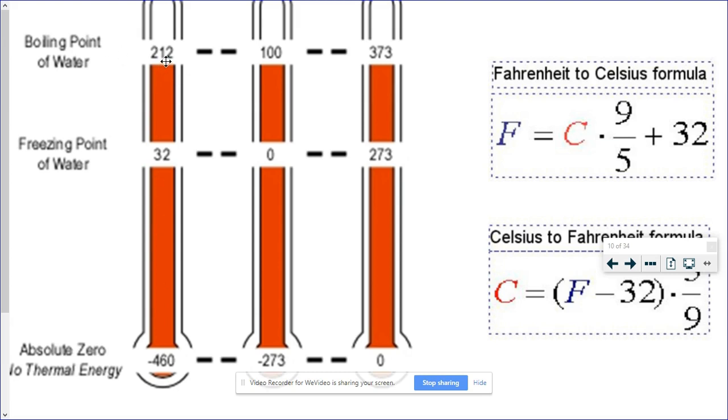So for boiling water, that's 212 Fahrenheit, that's 100 degrees Celsius, and it's 373 Kelvin. Freezing water then is 32 degrees Fahrenheit, 0 Celsius, and 273 Kelvin. If we talk about absolute zero, that's going to occur at negative 460 Fahrenheit, negative 273 Celsius, and that would be our 0 point for Kelvin.